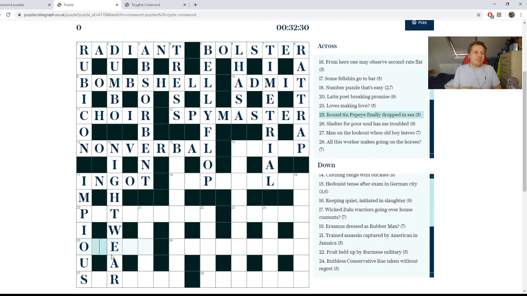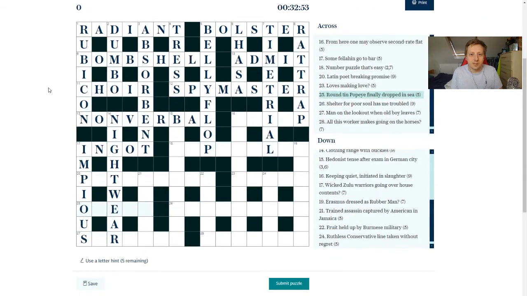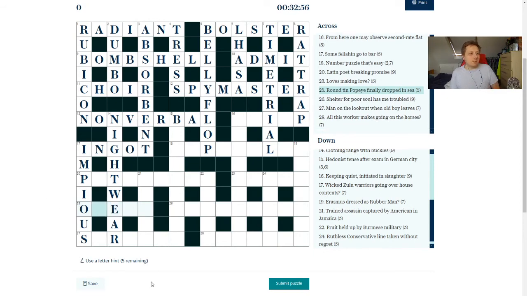25 across. Round tin, Popeye finally dropped into the sea. I've got this one, and I'm going to give this 10 or 15 seconds or so, just so that you can have a think. A couple of parts to this one. So, if something is round, that is usually the letter O. A tin is a can, and we are dropping Popeye finally into it. The final part of Popeye is E. So if we put E in can and put that all after O, we get an ocean, and that is the sea.